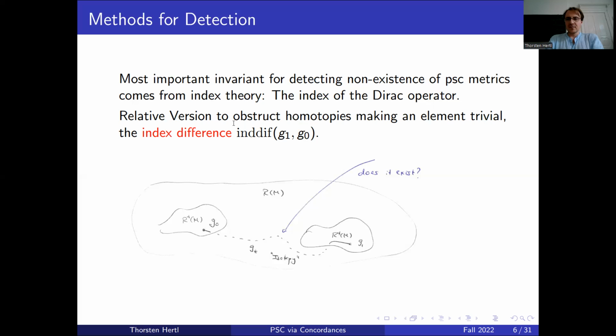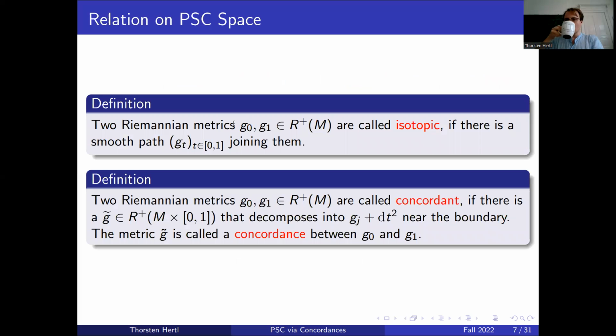And almost all produced non-trivial examples of families of PSC metrics rely, in fact, on the index difference. So this is a really important invariant. But in fact, we can consider the space of Riemannian metrics under two different equivalence relations. First, under the equivalence relation of being isotopic, which is nothing but a different word for being smoothly homotopic to each other. So for example, two Riemannian metrics are isotopic if they lie in the same path component of the space of PSC metrics. But there's also a different equivalence relation, the so-called concordance relation.